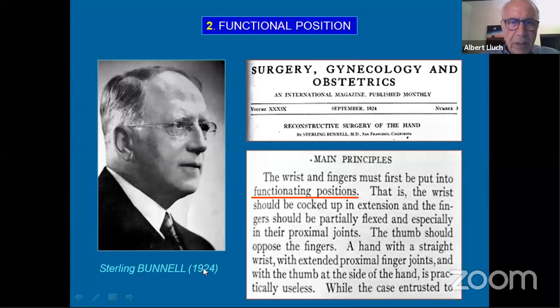In 1924, Sterling Bunnell, at that time there was no Journal of Hand Surgery, but there was the SGO, because the surgeons at that time used to do surgery, gynecology and obstetrics, and he was a general surgeon, Sterling Bunnell, said that we should immobilize the hand in the functioning position. That is, well, you can read it. I don't need to read it to you.